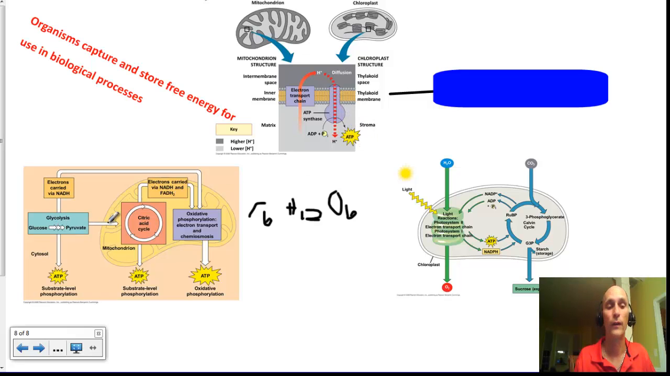So all these processes right here are going to be breaking down the glucose and then making transfer molecules called NADH and FADH, and then those molecules donate their electrons and protons to this electron transport chain, and that is what we use to create ATP.